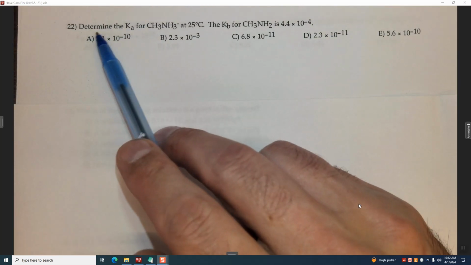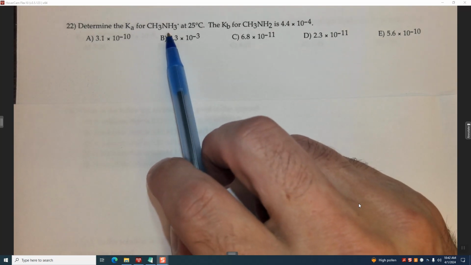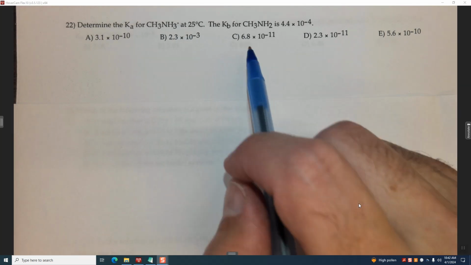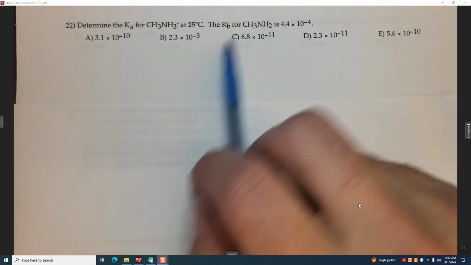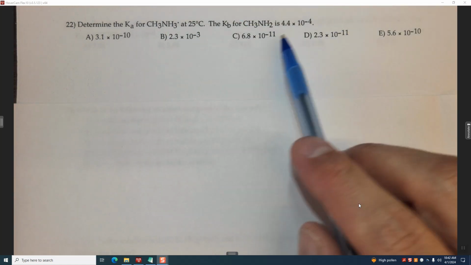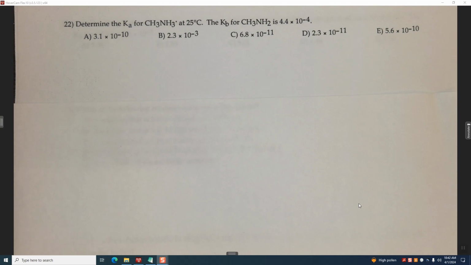All right, 22 asks us to interconvert Kas and Kbs. It says determine the Ka of CH3NH3 plus at 25 degrees C, and it says the Kb for methylamine. This is methylamine, and this is methylammonium chloride, with chloride as the counterion. So the Kb for methylamine is 4.4 times 10 to the minus 4.